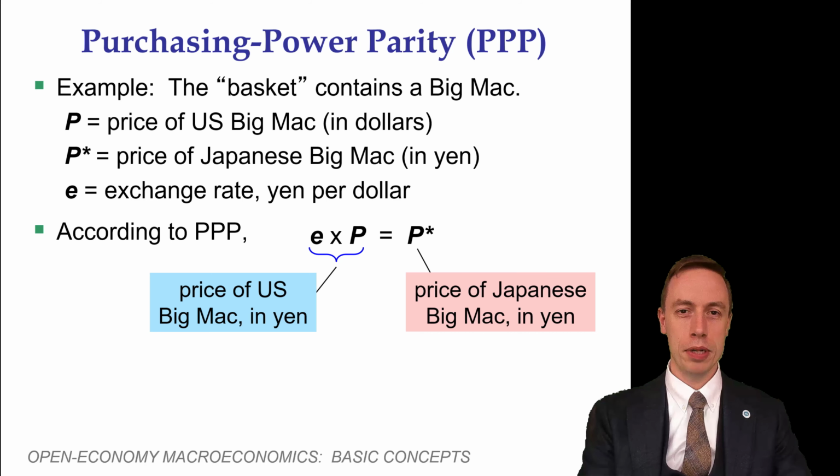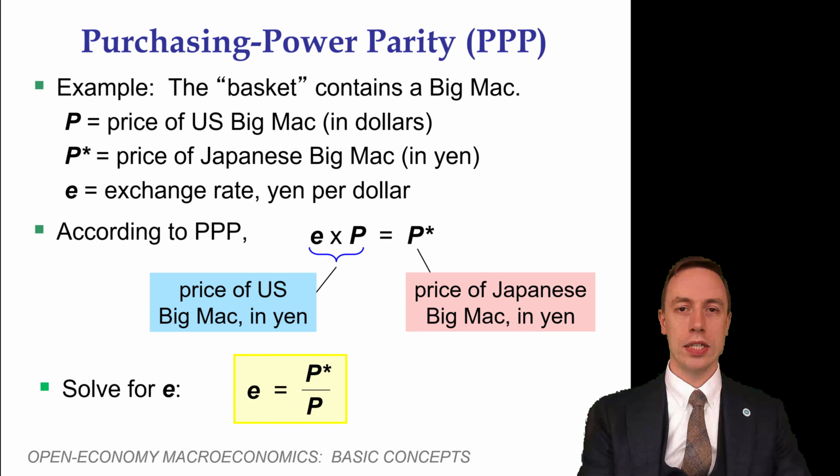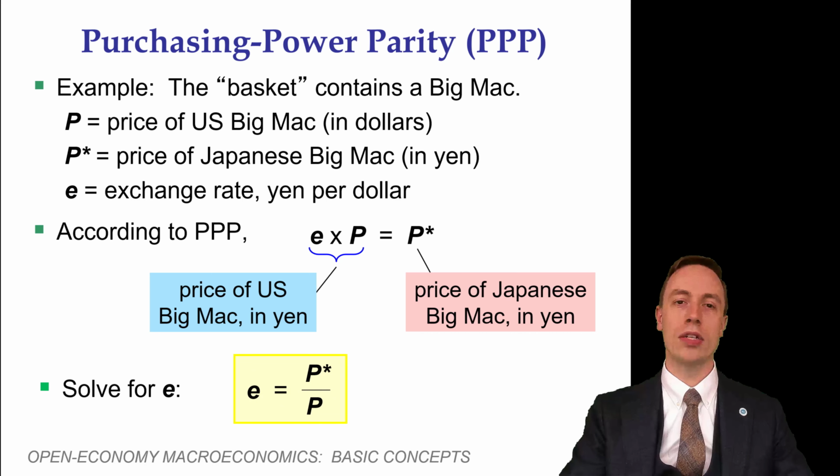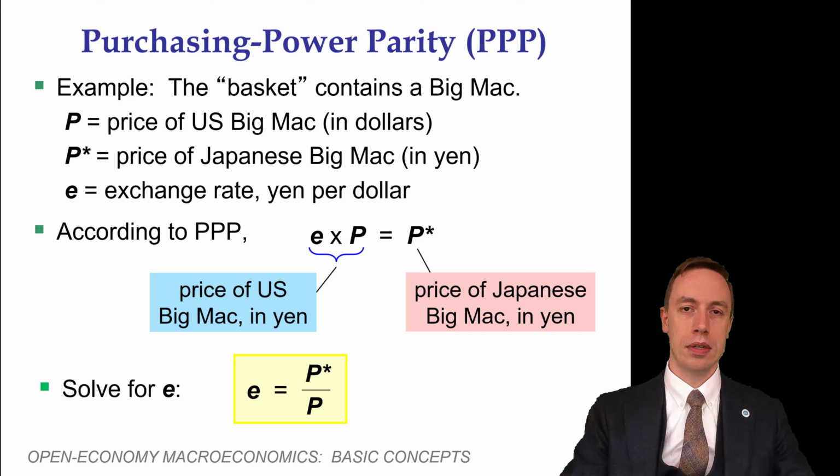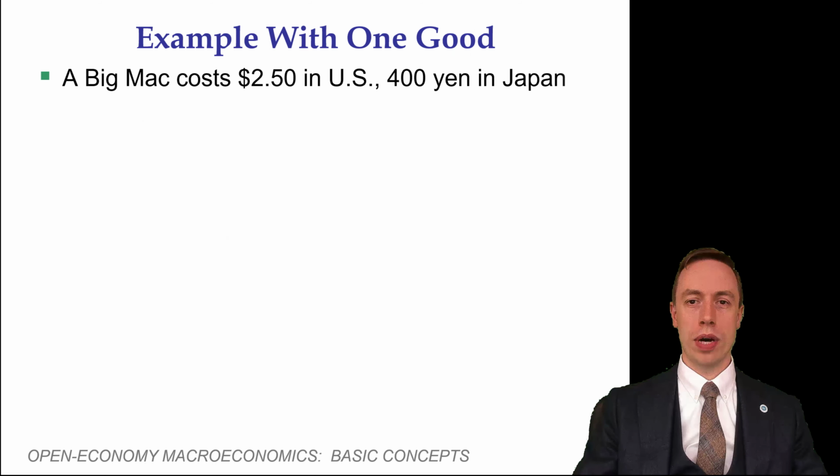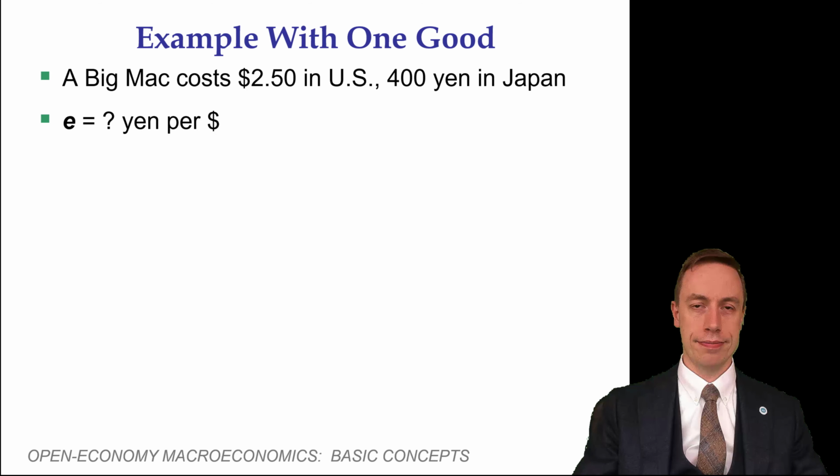So let's do a numerical example. Since purchasing power parity starts with the assumption that the real exchange rate is 1, all we need is the price of each product, and then we can solve for the nominal exchange rate. The nominal exchange rate should be P star over P. Earlier, we encountered the prices of $2.50 for the American Big Mac, 400 yen for the Japanese Big Mac. Using this information and the assumption of purchasing power parity, let's solve for a nominal exchange rate.